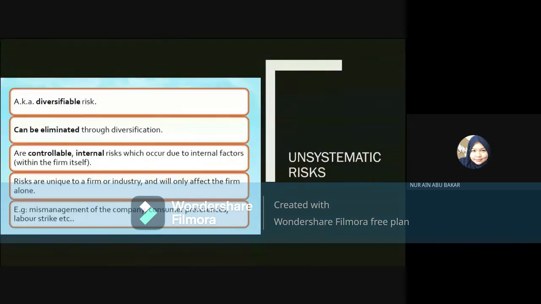Unsystematic risk, on the other hand, is diversifiable, you can eliminate it because this is a controllable and internal risk. So the risks are unique to your own business and only affect your business alone. So what are the examples of the risks? We have mismanagement of the company. If you pick the wrong CEO, CFO, CTO, we have consumer preferences and labor strike. So all these things are basically caused by internal factors. For example, labor strike. Last time in Malaysia, we had a labor strike from before COVID-19, we had a labor strike from Transnasional drivers, bus drivers.